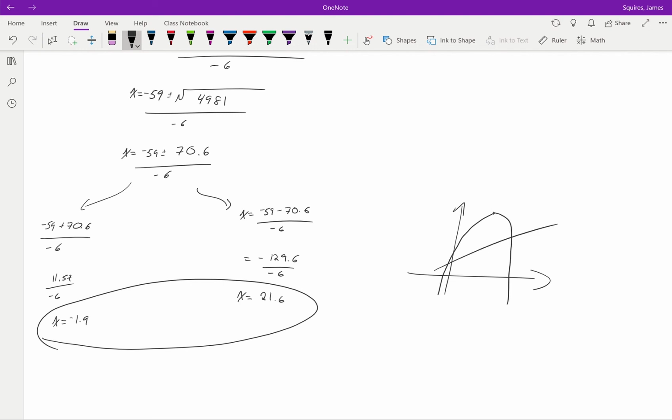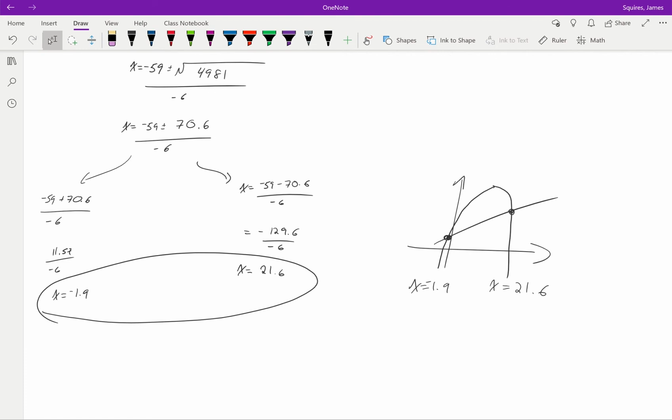and then we had our cost function cutting through here, and note we have x values equal to minus 1.9 and x equals 21.6. So our break-even points are where we're producing negative 1.9 to positive 21.6. But note, we can never produce negative units, so we're just going to say that our break-even values are from 0 to 21.6.